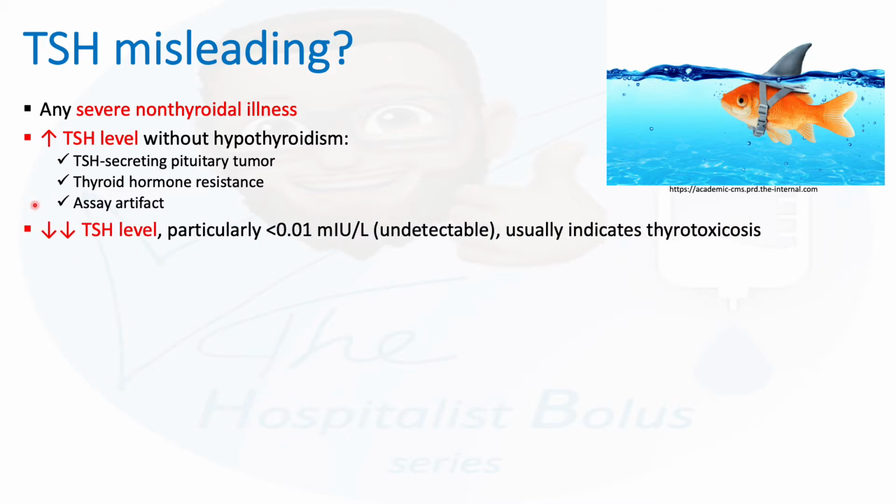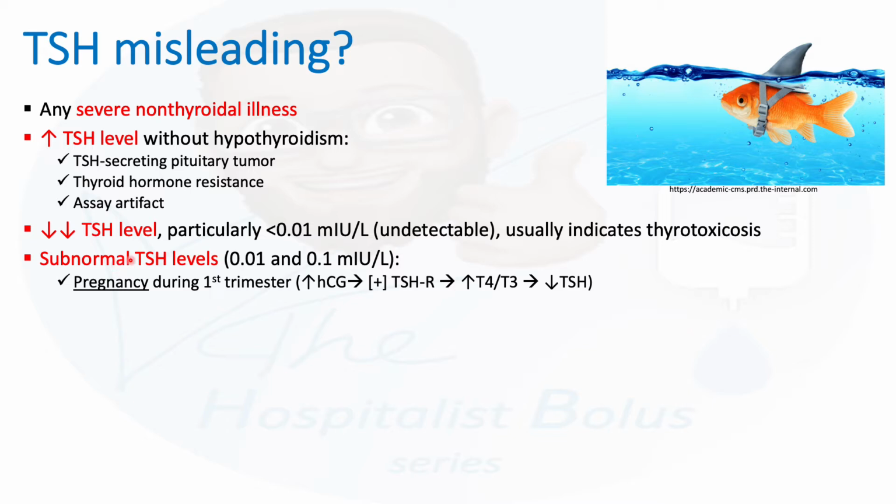And if the TSH level is really, really low, especially if it's less than 0.01, basically undetectable, then it almost always indicates thyrotoxic causes. But if the level is low, but not that low, then you need to think about some situations which can lead to a low TSH level, like pregnancy, especially during the first trimester. This is because of the effect of the HCG, which can stimulate the thyroid stimulating hormone receptor and increase the level of T3 and T4 and decrease the level of TSH.